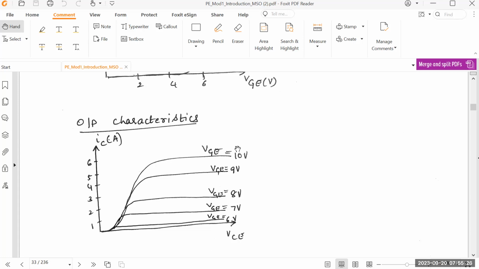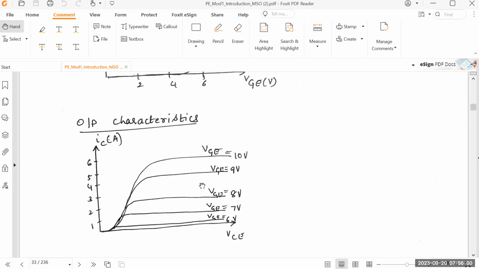For different voltages, whenever the input voltage VG is 6 volts, the current is hardly less than 1. Again, for VG of 7 volts, the current is almost 1, or slightly higher than 1. If you talk about the input voltage VG of 9 volts, here the current is almost 4 amperes. And when the input voltage VG is 10 volts, the current is somewhere in between 5 and 6 amperes.